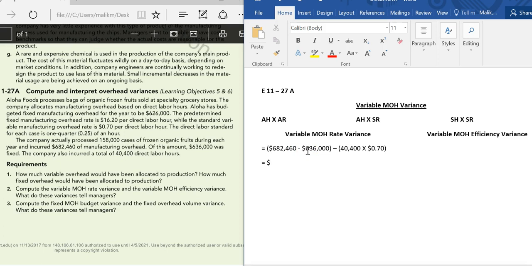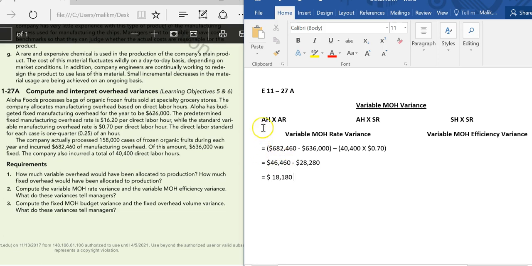So if you subtract this, that means 682,460 minus 636,000, you will find 46,460. That's your actual variable overhead. Now if you multiply these two components, which is our second box, 40,400 times 0.7, what I found is 28,280. Now if you take the difference, 46,460 minus 28,280, I found it's 18,180. So now we have to check whether it's a favorable one or unfavorable one.